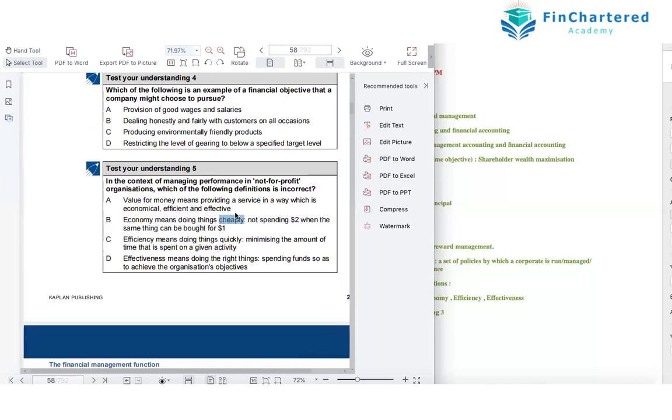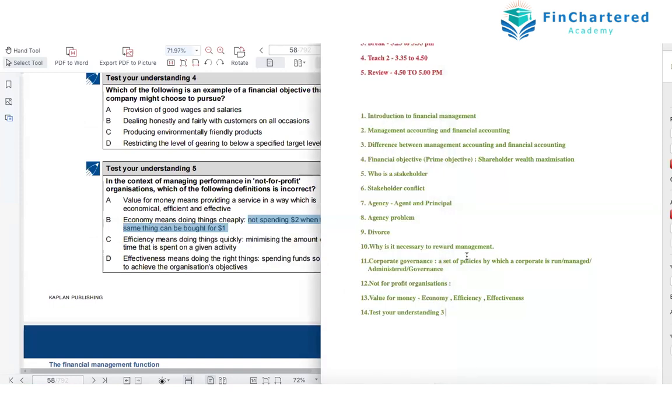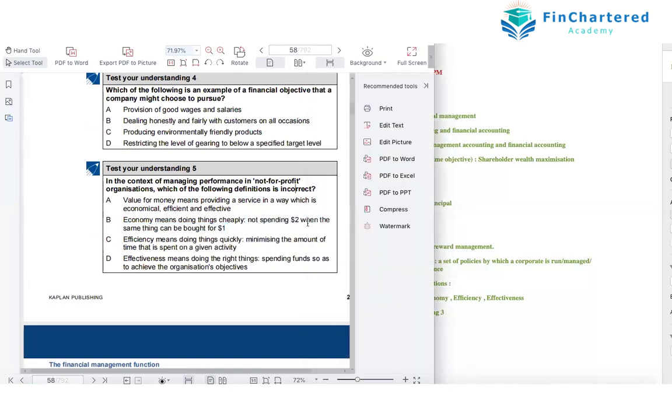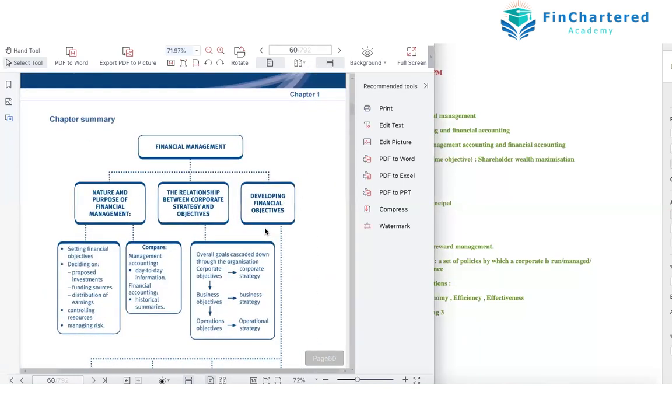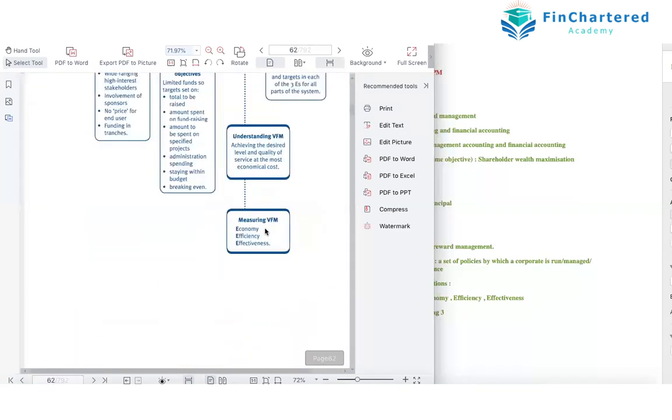Because you're not supposed to use the word cheap. But then they've given the right explanation. You need to get it done at the lowest cost. Meaning, if something can be done for 1 rupee, why would you spend 2? Right? And effective is to meet the objectives. Right? So answer would be C. With which this chapter is over.